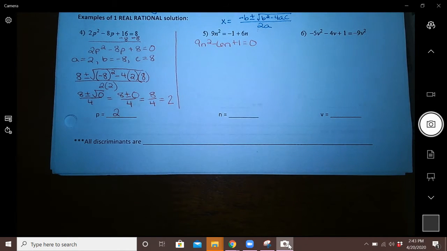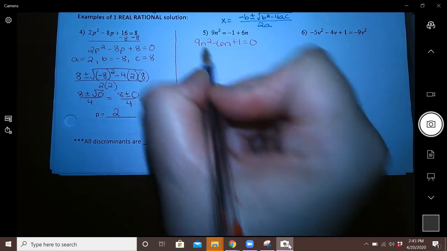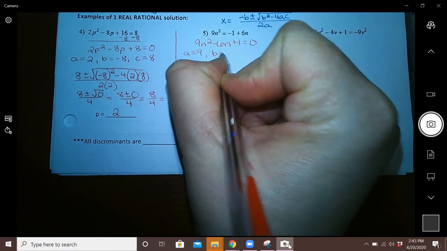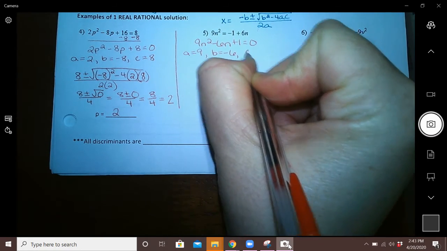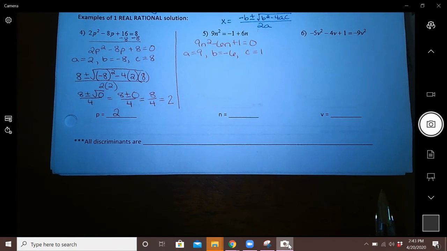So you can really just think about each term changing its sign as it moves to the left side of the equation. But now it's really easy for me to see what a, b, and c are. A is 9, b is equal to negative 6, and c is equal to 1. The key here is getting everything in the right place of the formula.